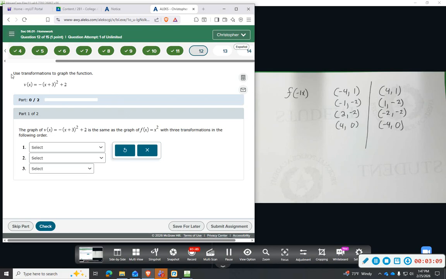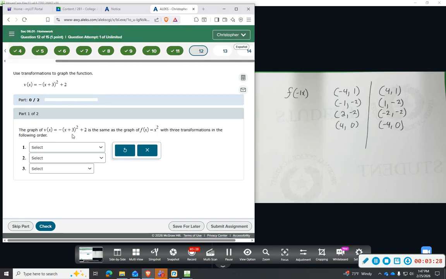Number 12, we're going to use transformations to graph the function. So we have v of x, and we have negative x plus 3 in parentheses squared plus 2. The graph of v of x is the same as the graph of f of x equals x squared with 3 transformations.